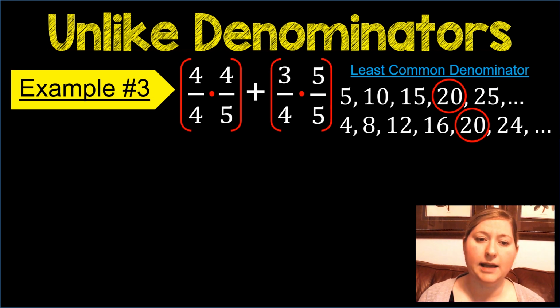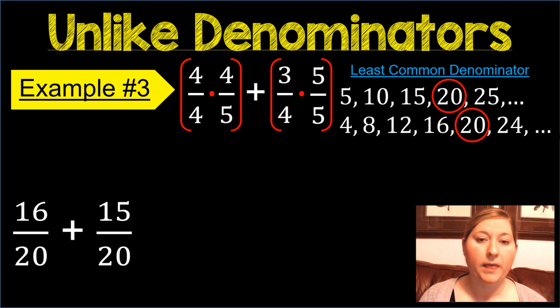So if I multiply these out, looking at the first fraction, 4 times 4 is 16 over 20, plus, bring down the plus, 3 times 5 will give me 15 over 20. Now, you can see that I have common denominators. That was my goal when I was looking for the least common denominator. So now I can go ahead and perform the operation with the numerators.